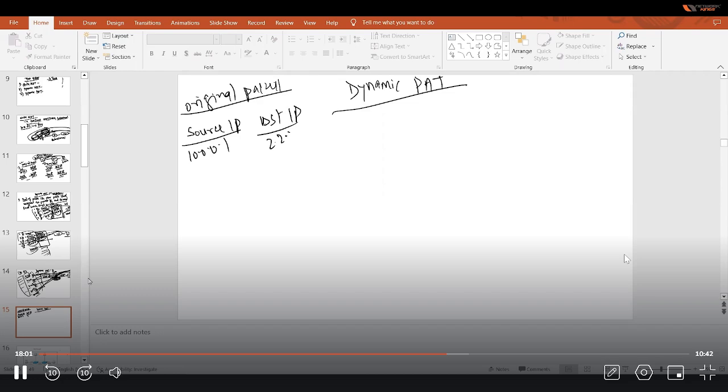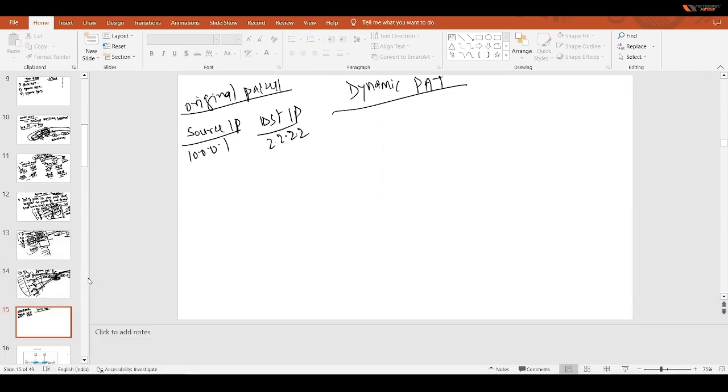I'm just keeping 2.2.2.2, whatever the destination IP, I don't care. We know that for any traffic that is initiated, there would be a source port. We have talked about it, right? So source IP is 10.0.0.1. What is the source port? As I explained about the transparent stateful firewall, it could be if any traffic is initiated.